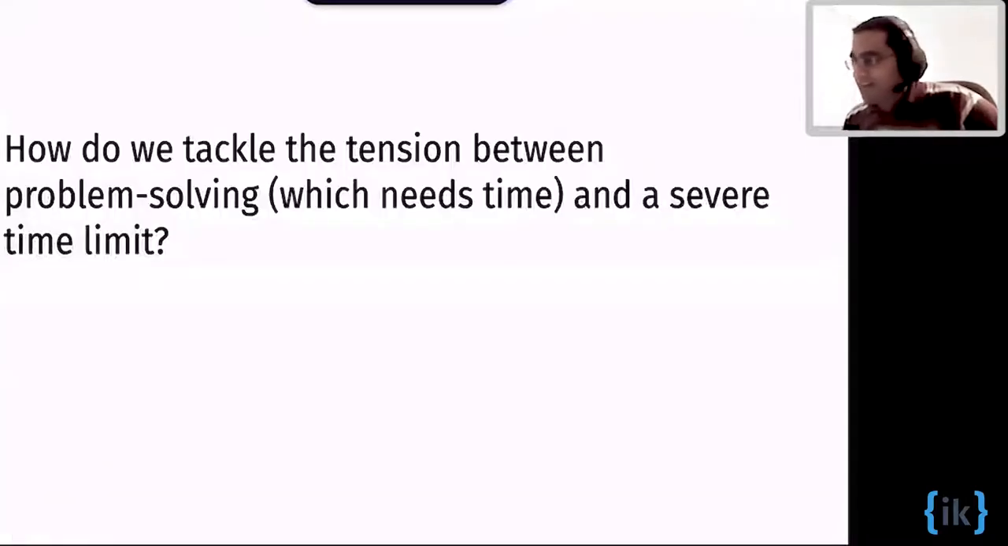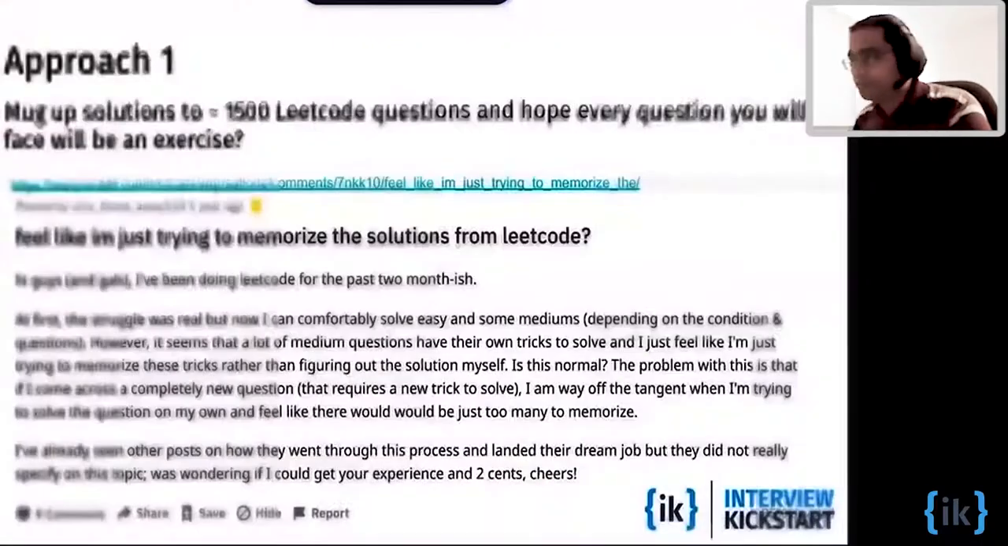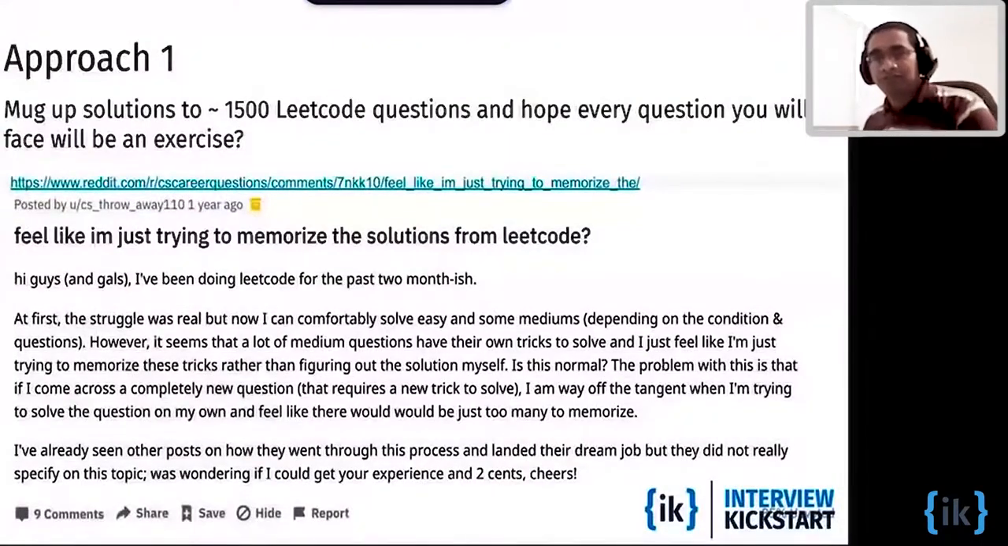And there is a tension between giving you a time test and testing your problem solving skills, because problem solving needs time. So how do we resolve this tension between problem solving and the severe time limit that a real interview has? Well, there are two approaches we could use to tackle this tension.